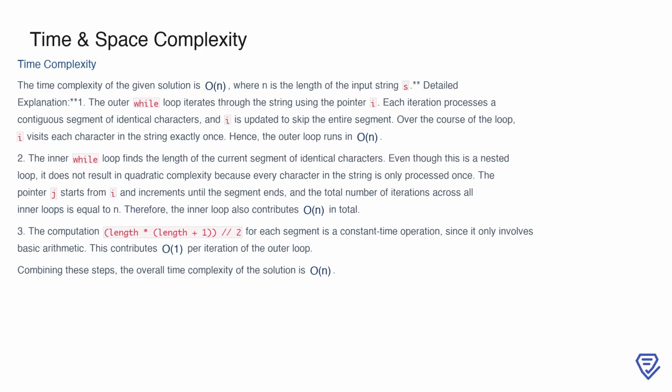Now, even though there's an inner loop controlled by j, it doesn't increase the overall complexity to quadratic. This is because the inner loop simply counts the length of the current segment and stops when the segment ends. Across all segments, the total work done by the inner loop is proportional to the total number of characters in the string, which is still O(n). Additionally, the formula length * (length + 1) / 2 used to calculate the substrings for each segment is a constant time operation. Combining these factors, we conclude that the overall time complexity is O(n).